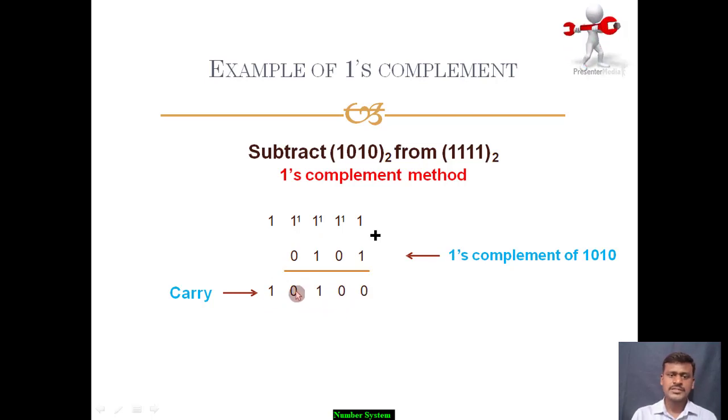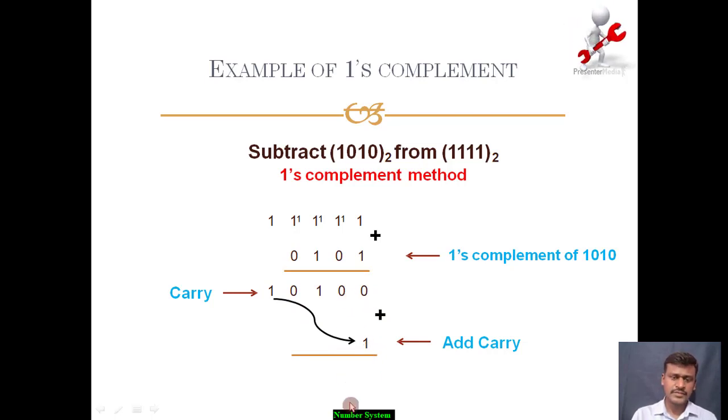The result is 0 1 0 0. To this result, we will add this carry, right? So we will take this carry here, right? We will try to add now. That is 0 plus 1 is 1. Next 0, we will take as it is, 1 is also as it is, 0 as it is. The answer is 0 1 0.